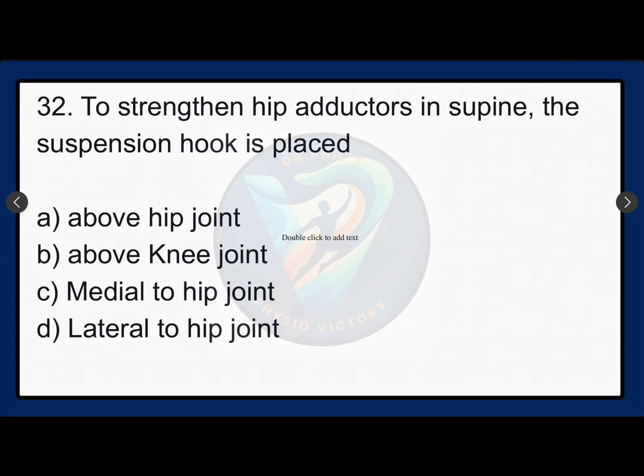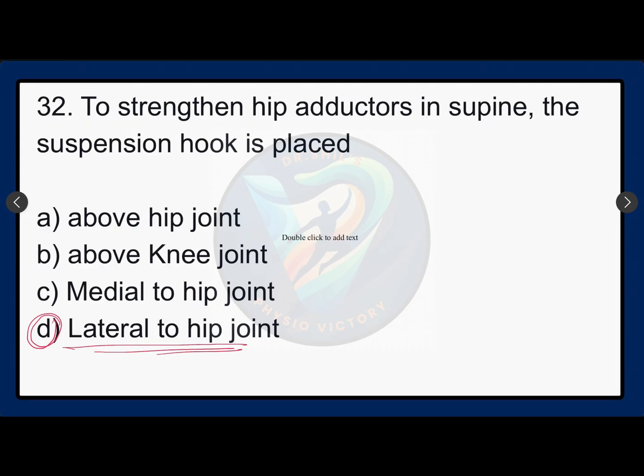Next question, question number 32. To strengthen hip adductors in supine, the suspension hook is placed option A above hip joint, option B above knee joint, option C medial to hip joint, option D lateral to the hip joint. Here the correct answer is option D, lateral to the hip joint.